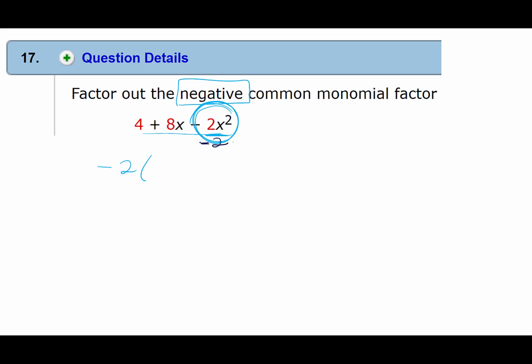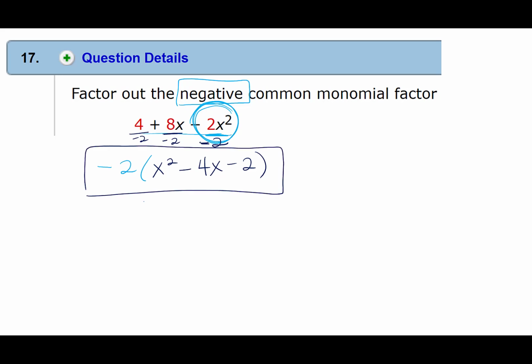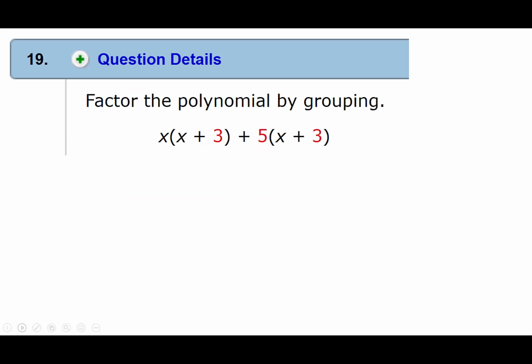So I'm going to start with this last term and make it first. If I divide by a negative 2, I'll have x squared. Next, if I divide 8x by a negative 2, that's negative 4x. And then 4 divided by negative 2 is negative 2. So the final answer that you would type in is negative 2 times the trinomial x squared minus 4x minus 2.